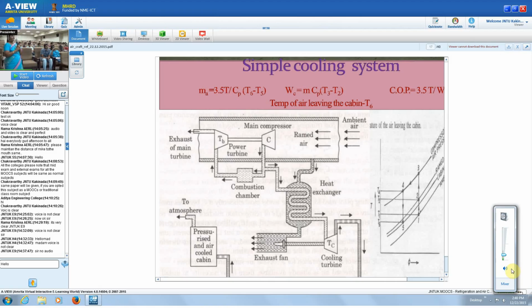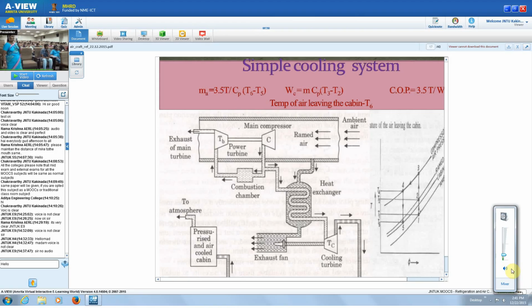So here you can see the ambient air coming inside; that will be the rammed air. The ramming effect is caused by the movement of the vehicle. When the vehicle is moving in the air at high velocity, the pressure and temperature of the air around the vehicle increase, and that air comes inside the engine. That is called the rammed air.